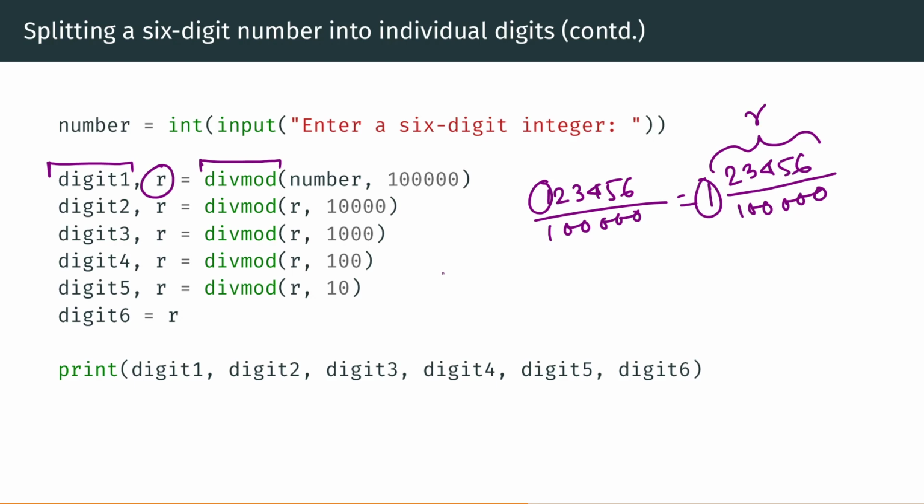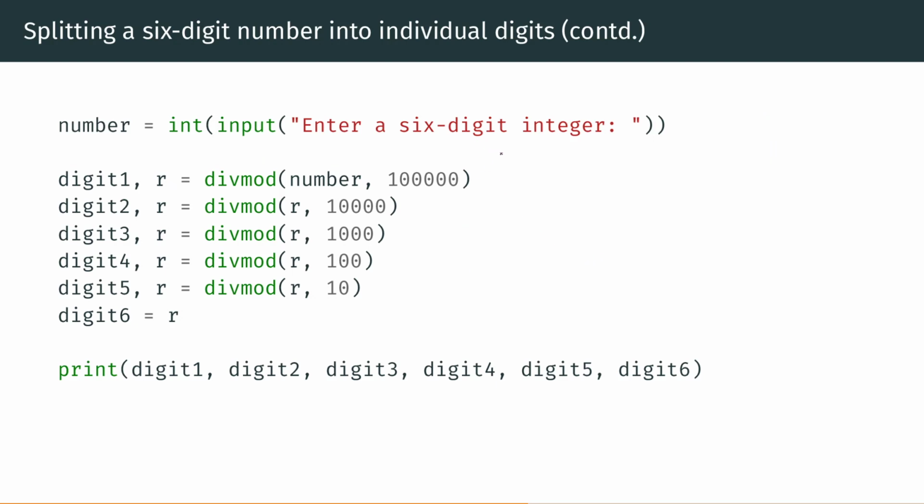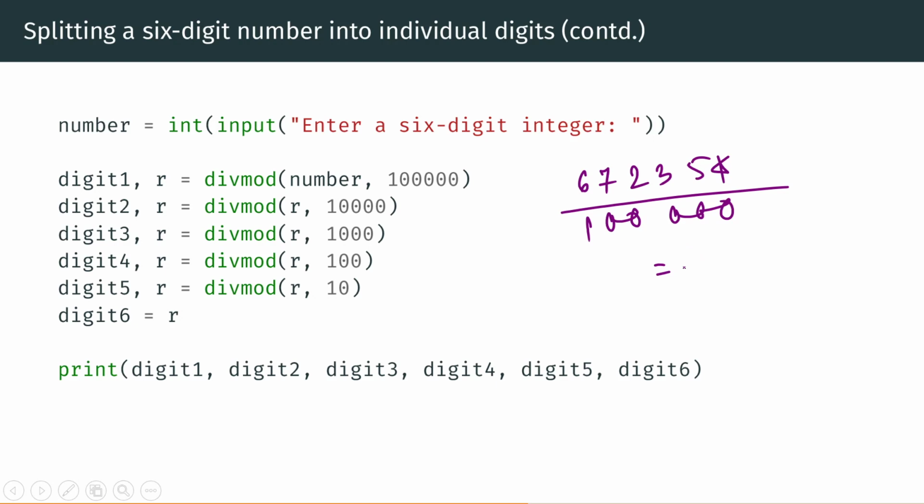You know what? Let's do this. Instead of 1 2 3 4 5 6, let's take a random number rather. Let's take 6 7 2 3 5 4. That's my number. When you divide this number by 100,000 and express this as a mixed fraction, what you get is 6, that is your quotient, and 7 2 3 5 4 is your remainder.